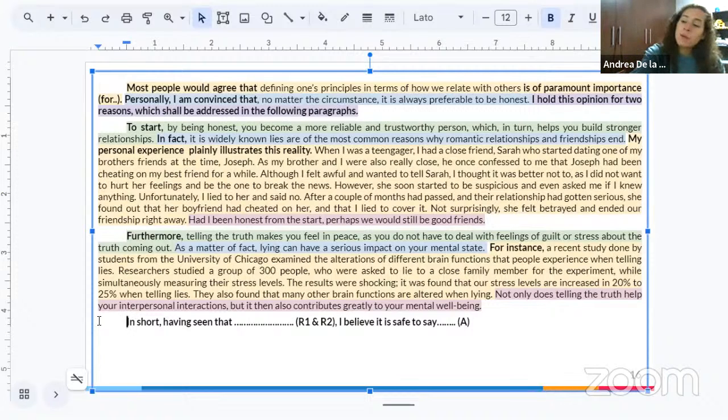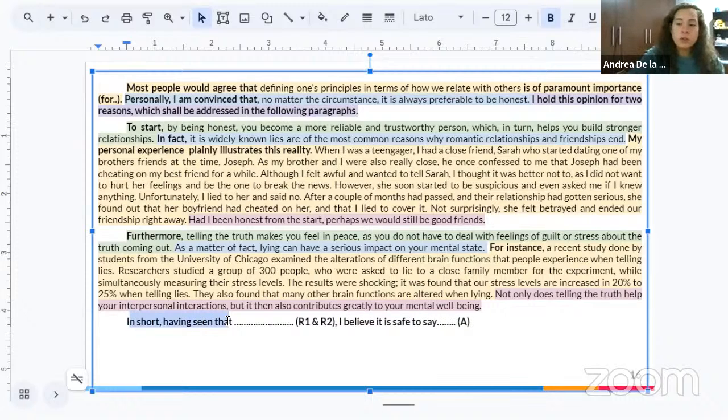Okay. Now what we're gonna do here is we're gonna do two things. The first is summarize the two reasons. So we will be summarizing what we said in the first and the second body paragraphs. And then we will restate our opinion. Basically answer the question one more time, directly, the same way that we did in the introduction. Okay? How do we do that? We're gonna say something like this.